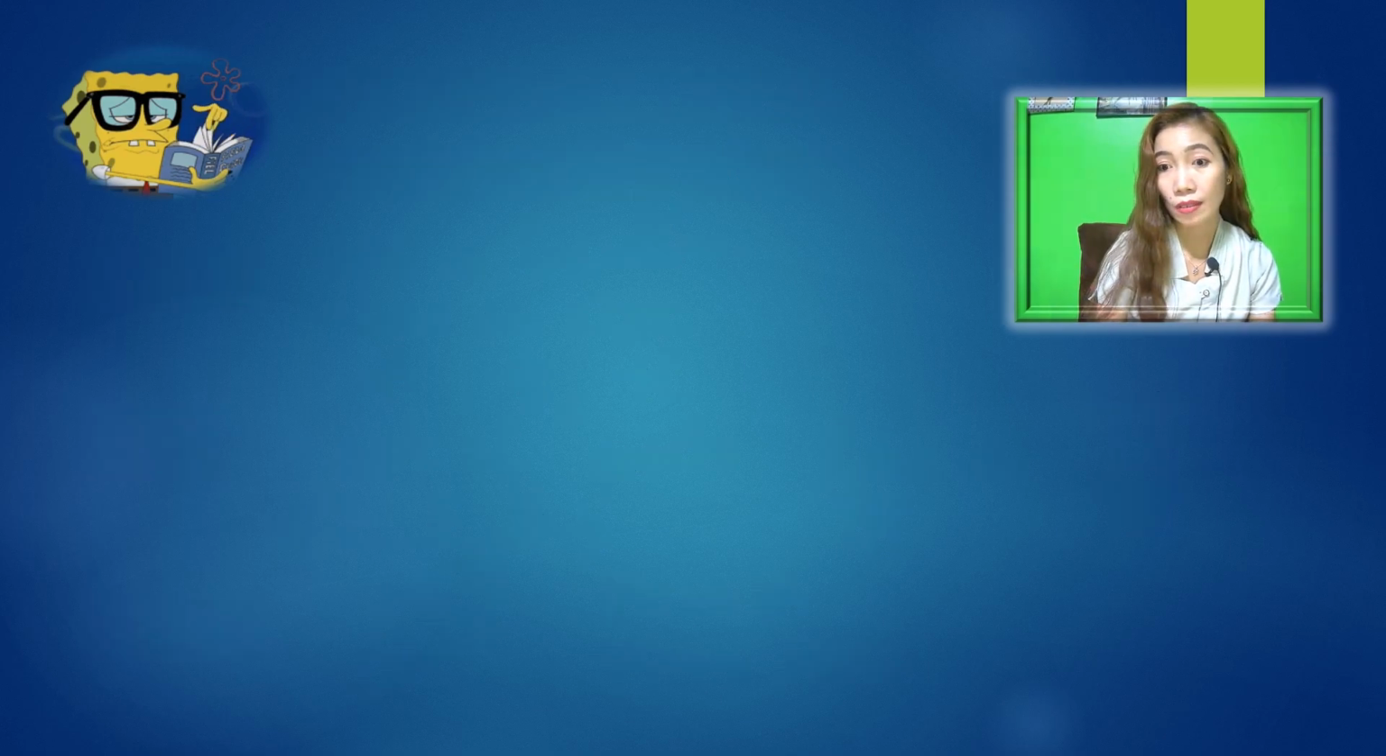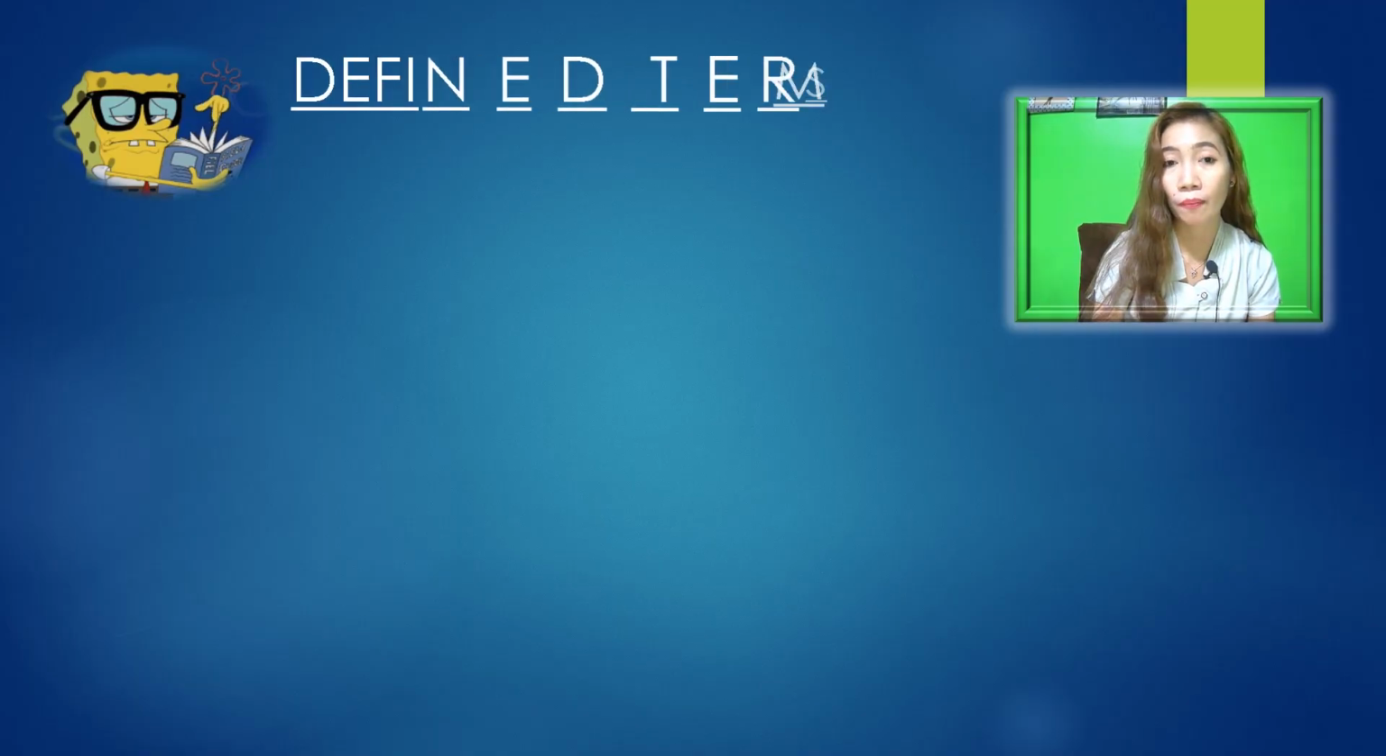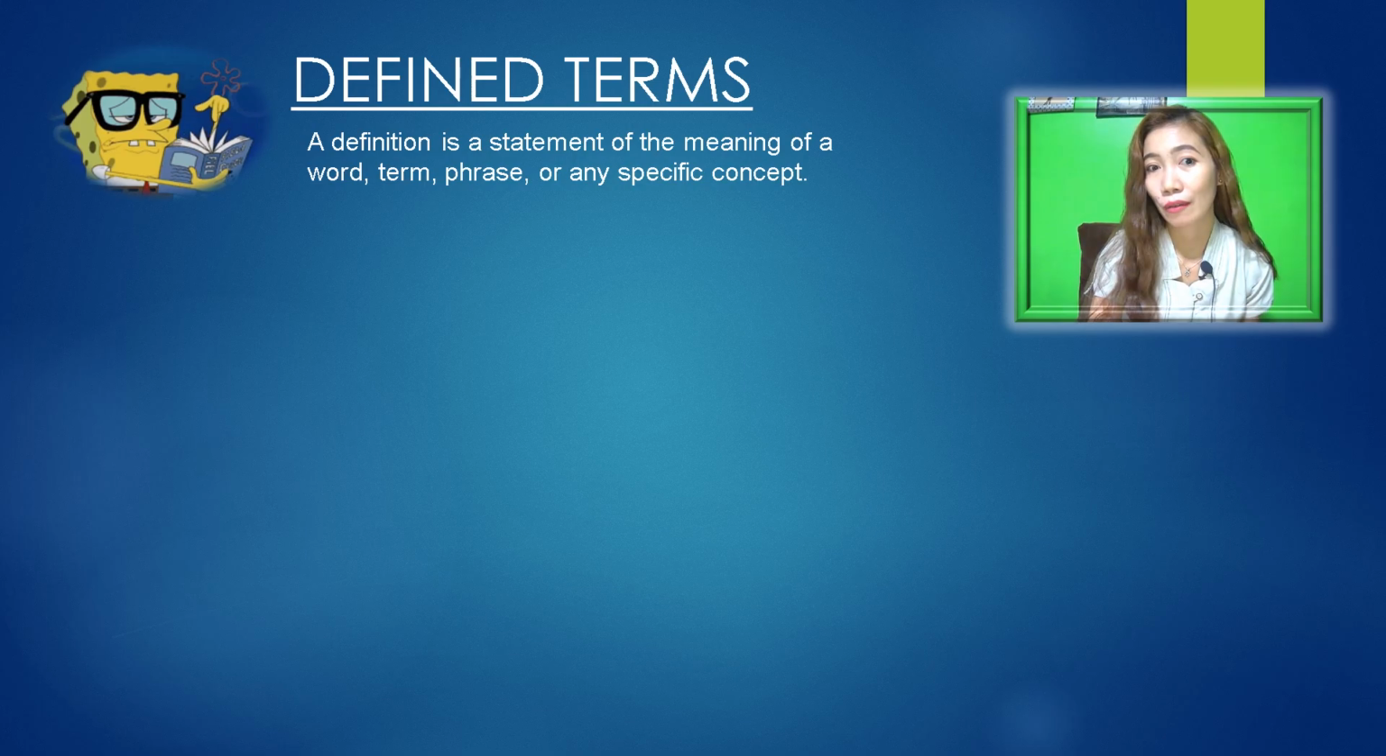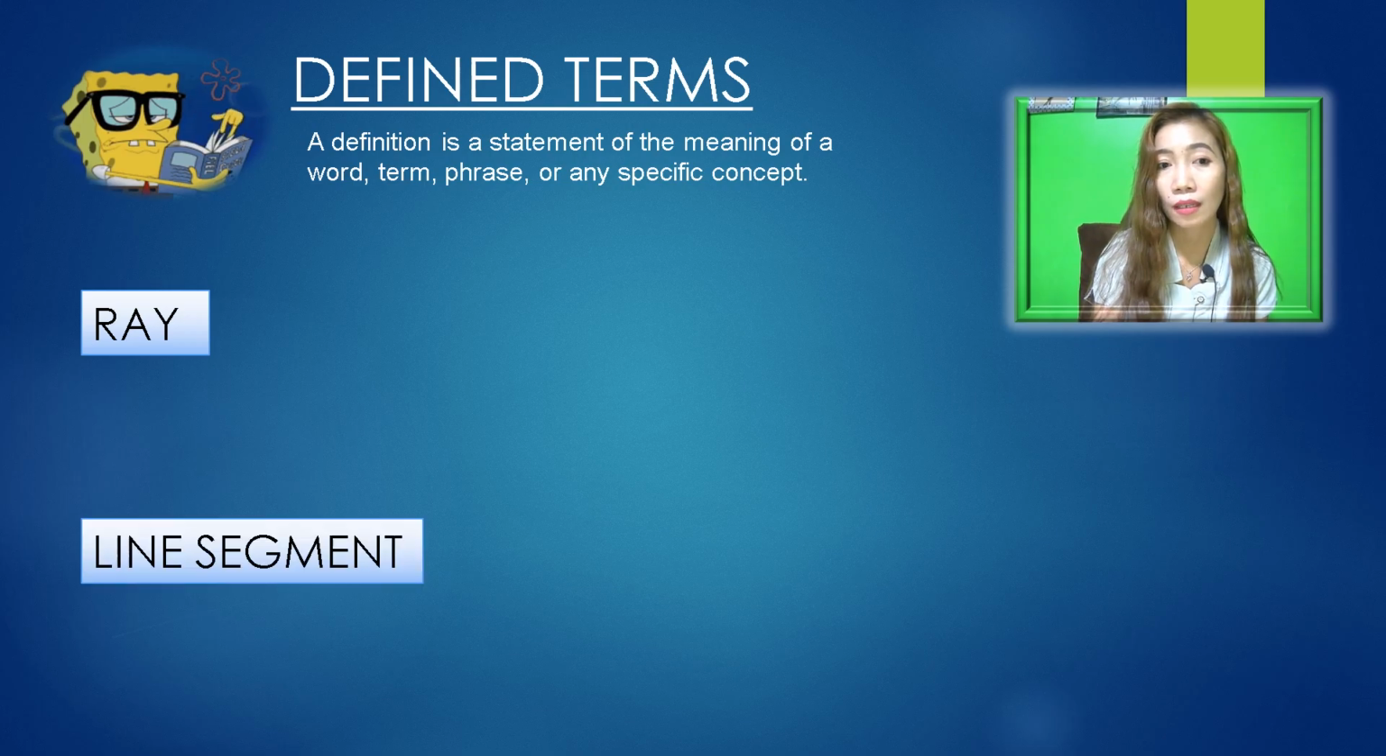Okay, so punta naman tayo sa second part of the mathematical system, which is the defined terms. So obviously, these are terms with definition. A definition is a statement of the meaning of a word, term, phrase, or any specific concept. When it comes to defined terms, these terms are defined using the undefined terms. Kumbaga, pinapaliwanag ang defined terms using those undefined terms na nabanggit ko kanina. So we have a lot of defined terms in geometry. Pero umpisahan natin with these two, which are ray and line segment.